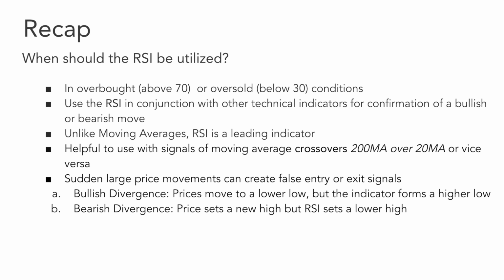Always use the RSI in conjunction with other technical indicators for confirmation of a bullish or bearish move. And unlike moving averages, which are lagging indicators, RSI is a leading indicator. It's also helpful to use the RSI with signals of moving average crossovers, either the 200 MA over the 20 MA or vice versa. And one of the really great ways to use the RSI, which we talked about earlier, is to spot divergence, whether it be bullish or bearish. In my opinion, this is the most practical use case of the RSI and one of my personal favorites.